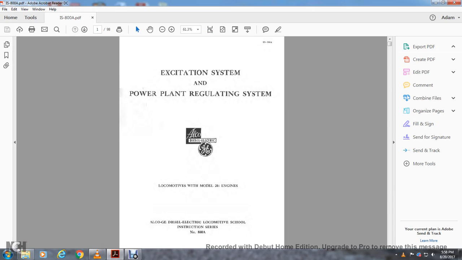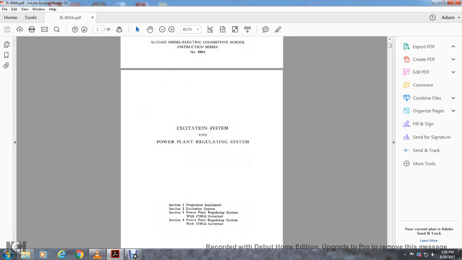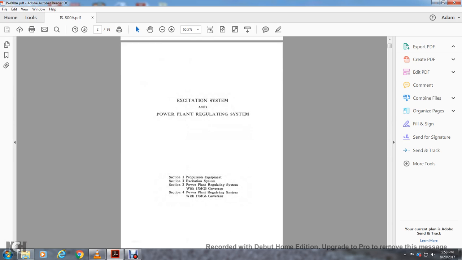Alright, excitation system and power plant regulation. American Locomotive Company Diesel Electric General Electric Locomotive Model 244 engines. ALCO Diesel Electric Locomotive School Instruction Series number 803. Excitation system power plant regulation. Section 1 propulsion equipment. Section 2 excitation system. Section 3 power plant regulating system with 17MG3 governor. Section 4 power plant regulating with a 17MG6 governor.